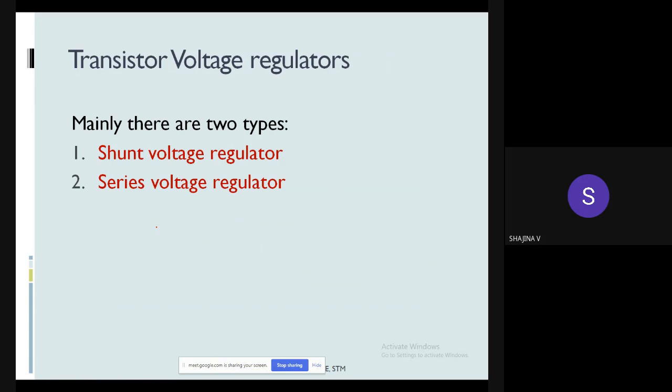Now coming to our topic, that is transistor voltage regulators. We have mainly two types of voltage regulators, shunt voltage regulator and series voltage regulator. The name comes from how you are connecting the device to the load, how you are connecting this combination of Zener diode and transistor to the load.